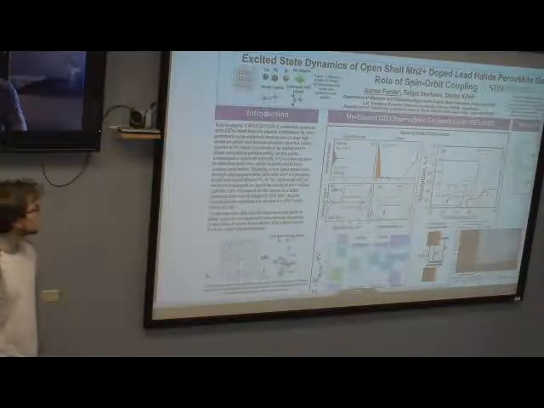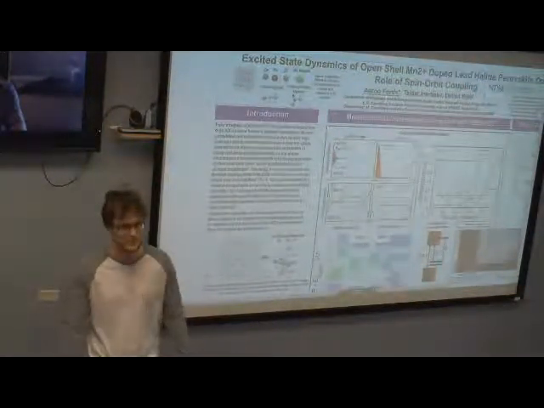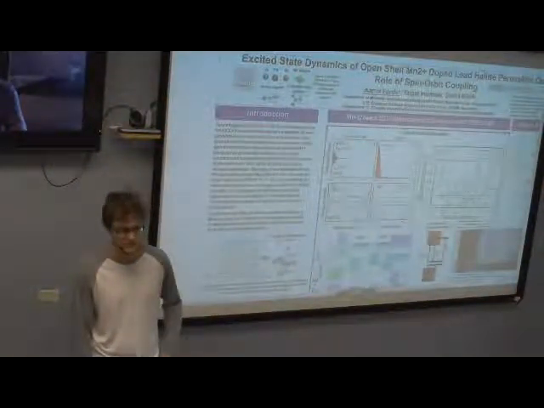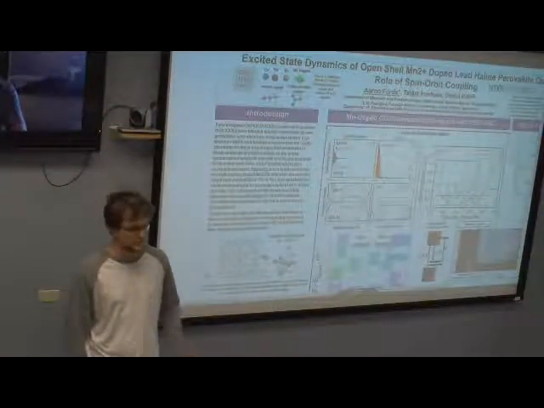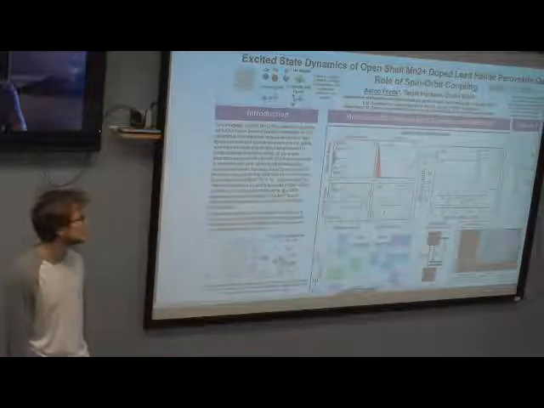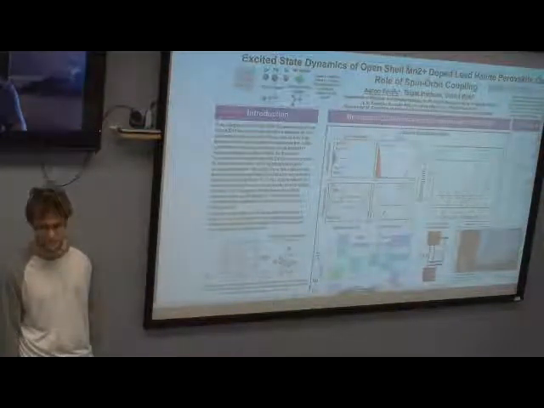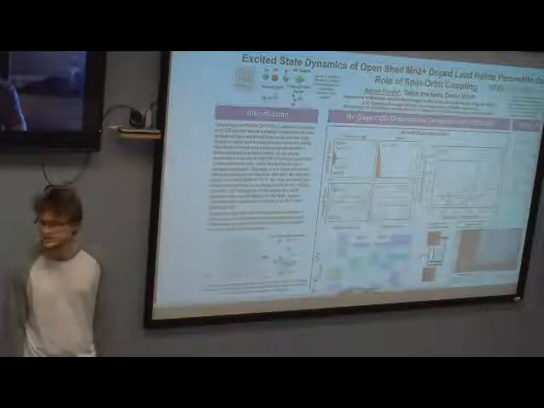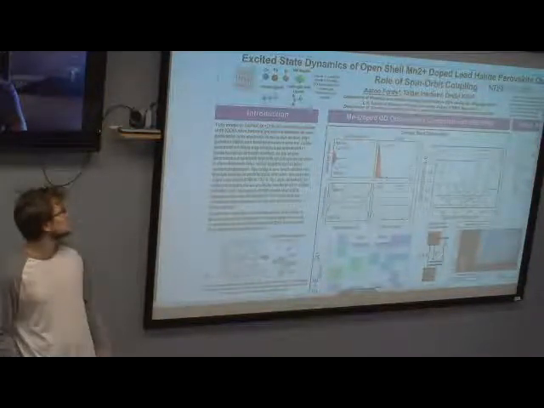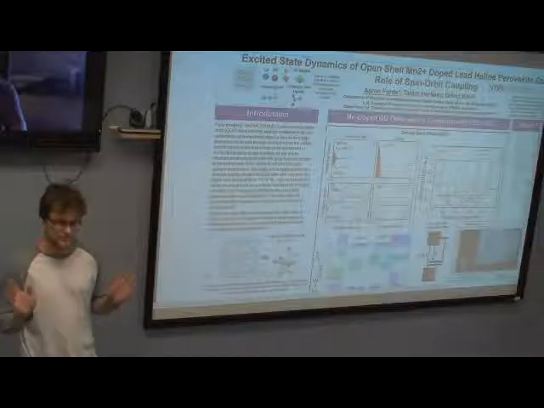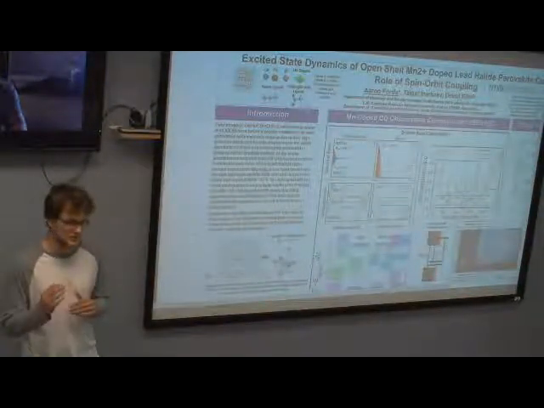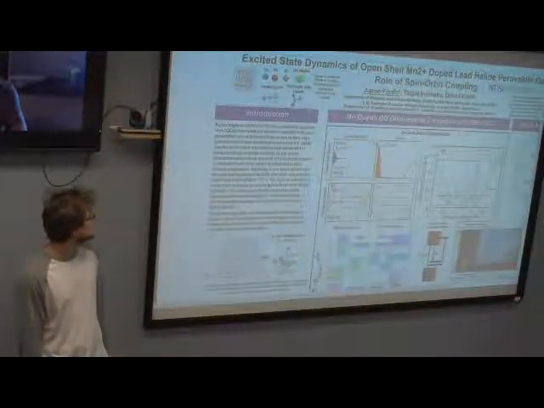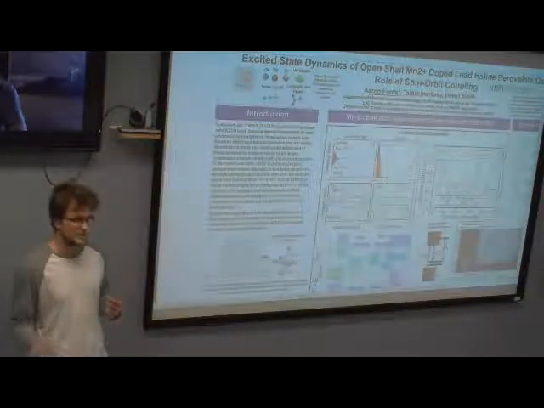So lead halide perovskites have been a pretty popular material over the last decade or so, and different morphologies have become popular in different subfields. So I'm looking at lead halide perovskite nanocrystals, and specifically transition metal doped lead halide perovskites. Perovskite quantum dots are very good light emitters on their own, but over time they can become unstable. And one way to try and increase the stability is to put things inside of them that will emit light.